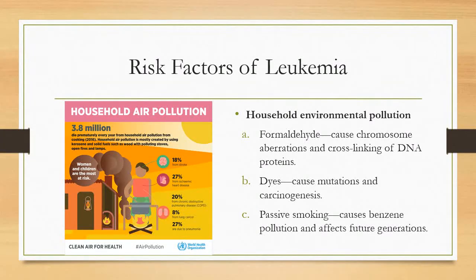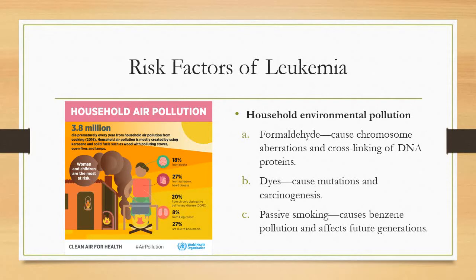At last, I will introduce a few household environmental pollutants that are causing leukemia. First one is formaldehyde. Formaldehyde usually comes from the interior decoration process. Prolonged exposure to air containing formaldehyde can cause chromosomal aberrations, cross-linking of DNA and proteins, and lead to leukemia.